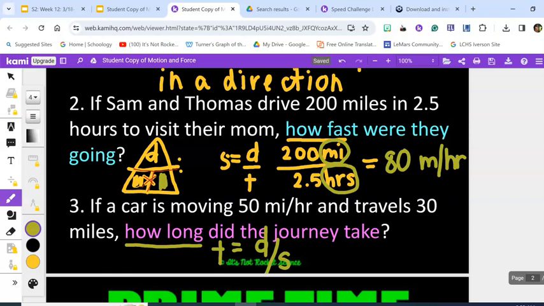Okay. So what's my distance? 30 miles. What am I going to divide by? A speed of 50 miles per hour. Now, this one, I didn't set it up this way, but I can cross off my common units, which means what am I left with? Hours. And what do you get when you take 30 divided by 50? 0.6 hours.